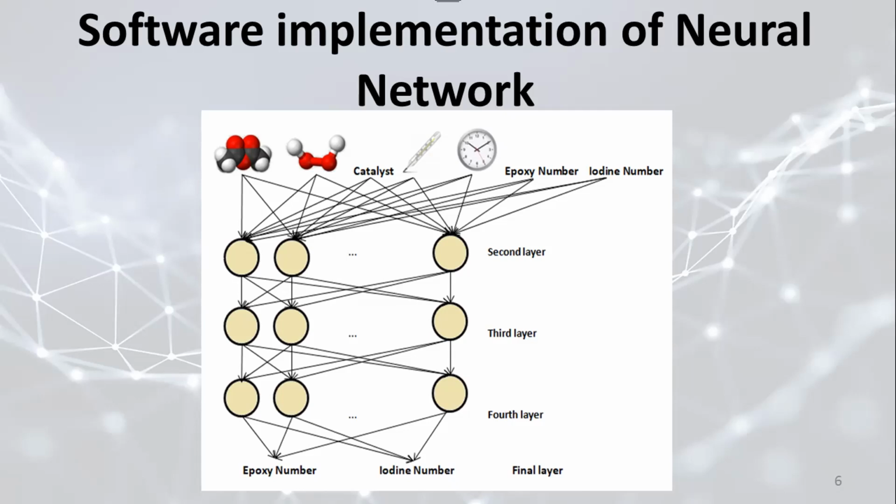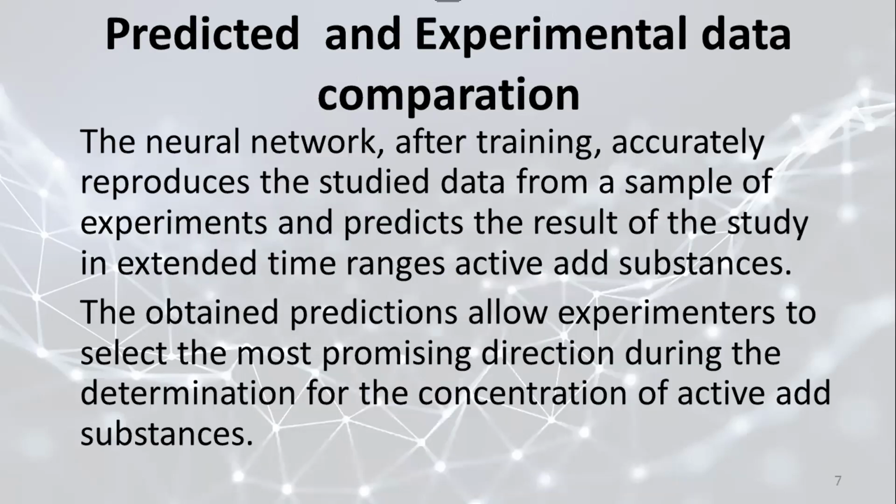The neural network, after training, reproduces the study data from a sample of experiments and predicts the results of the study in an extended time range of active additive substances. The obtained predictions allow experimenters to select the most promising direction during the determination of the concentration of active additive substances.